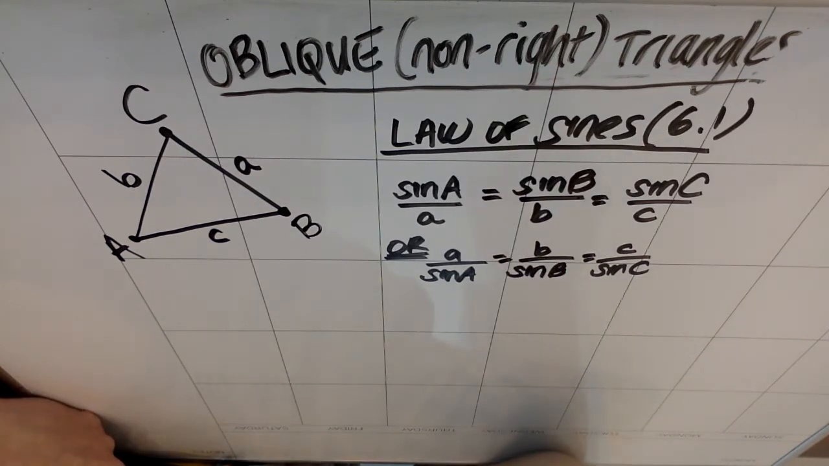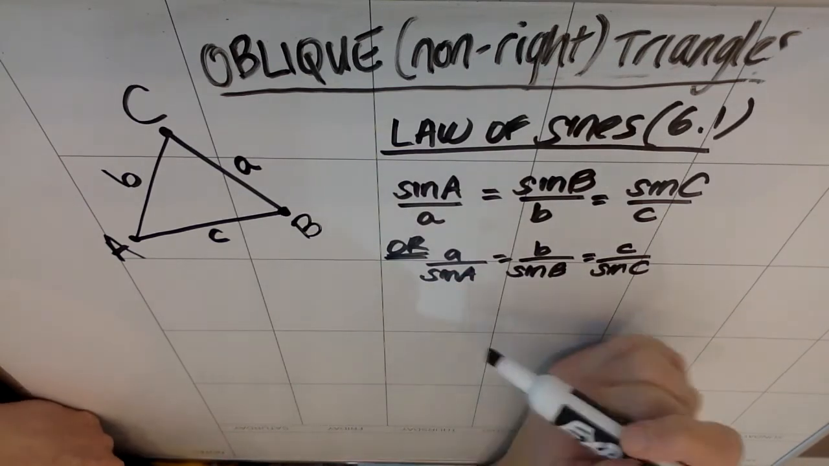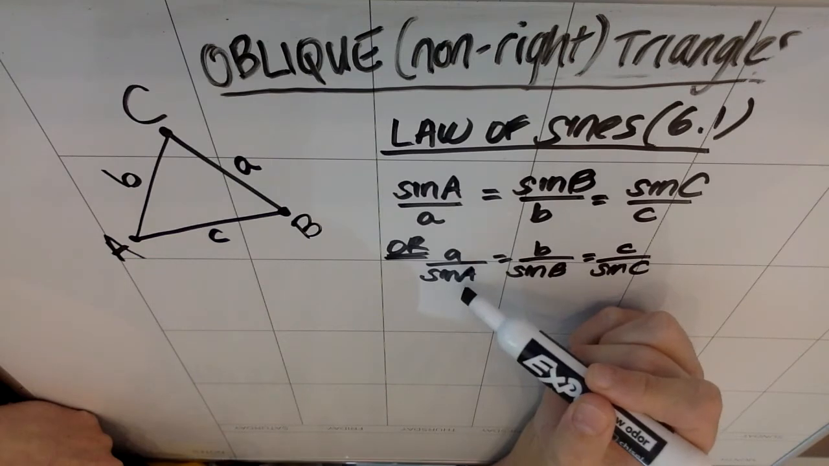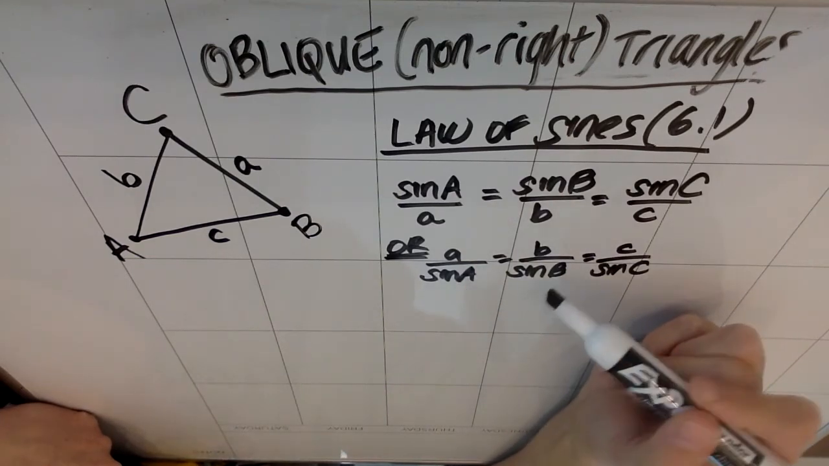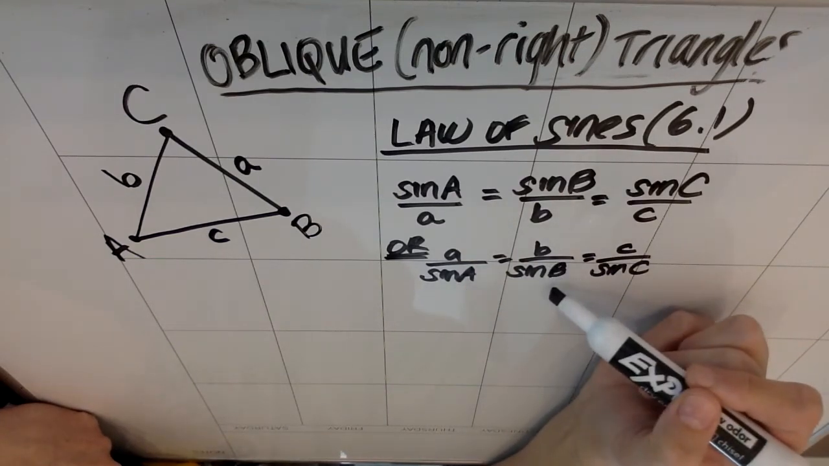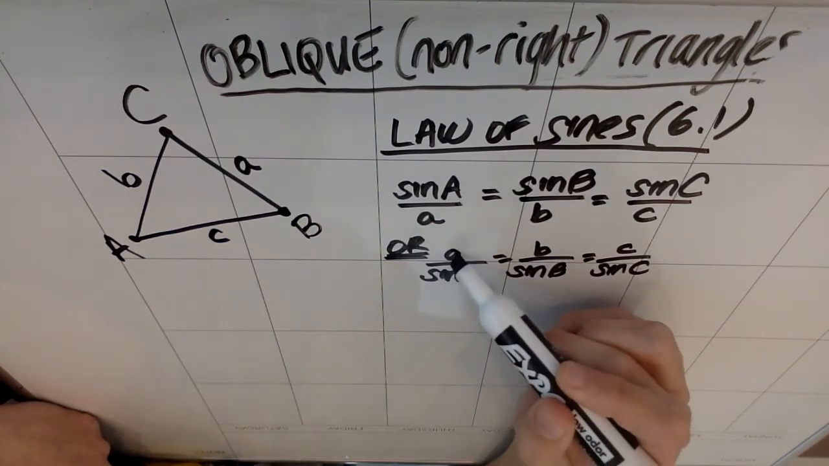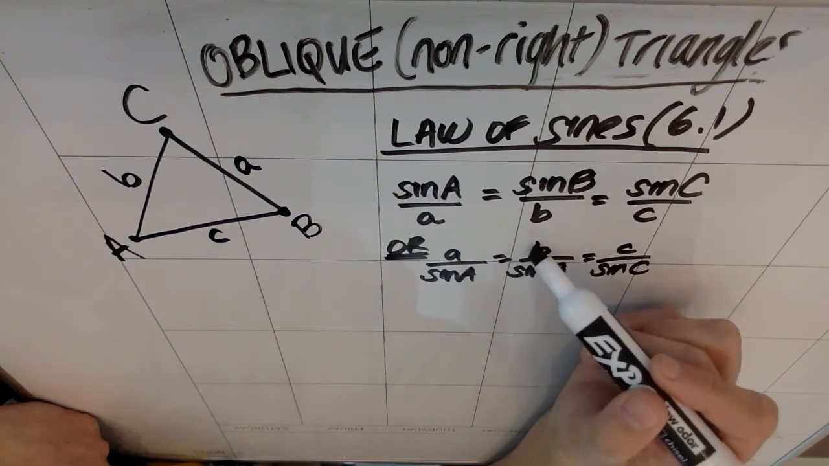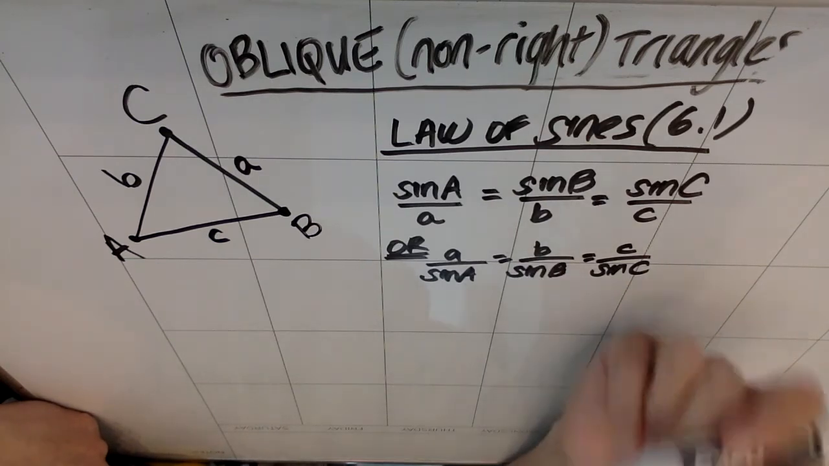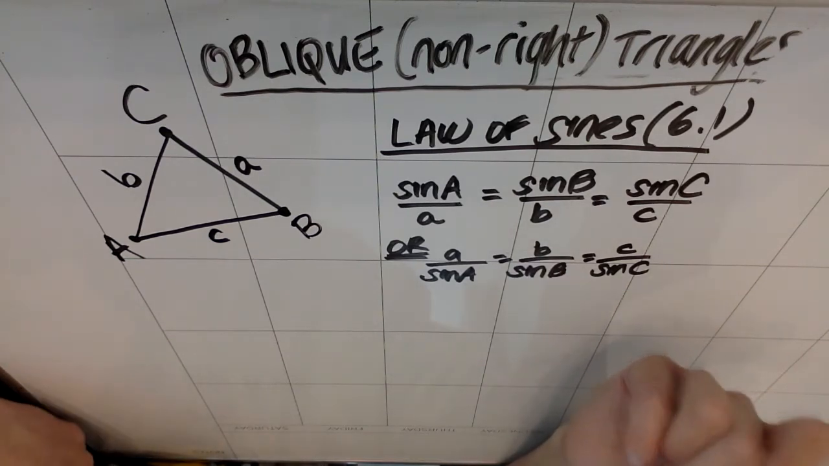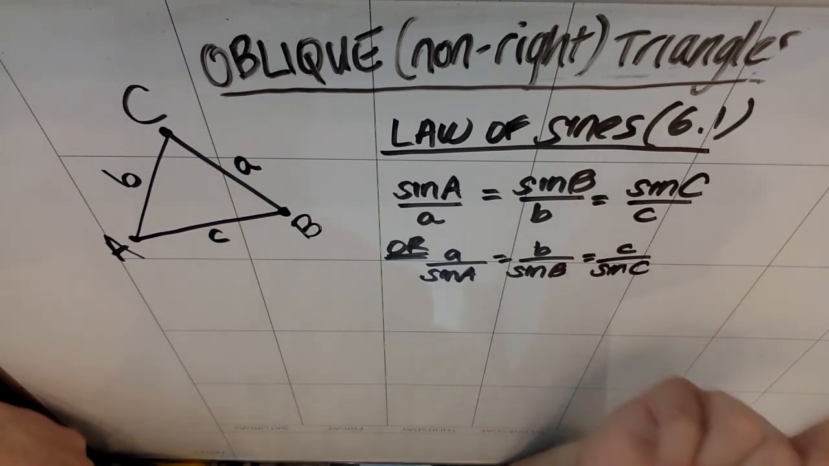So this lets us solve a triangle because if we know, for instance, little a and big A, and we know, let's say, little b but not big B, we can find big B by using a ratio of little a to sine A equals little b to sine B. So that's going to be the first step in solving one of these non-right or oblique triangles.